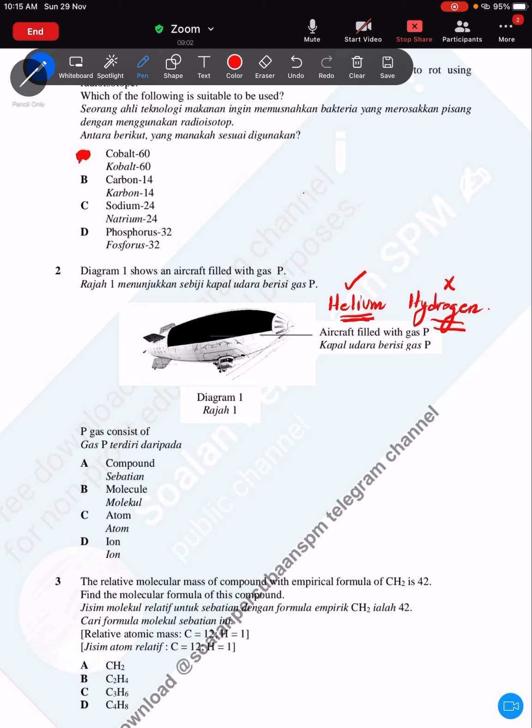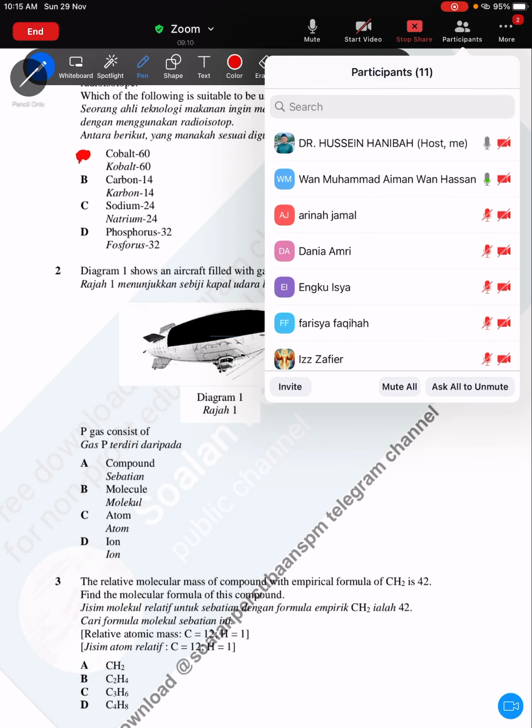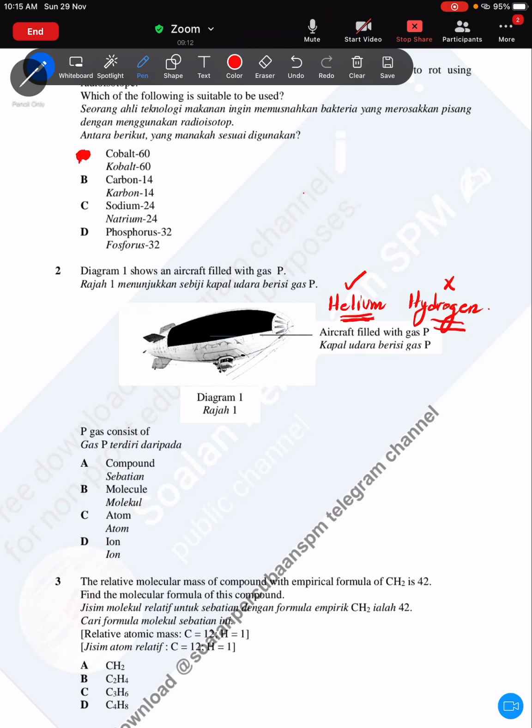Maybe Farisha? Mm. Which one? Which one? Helium is not flammable.